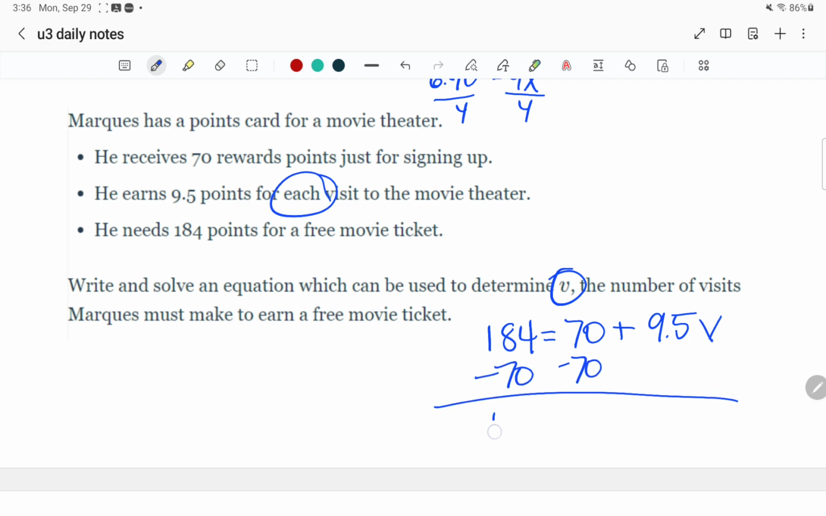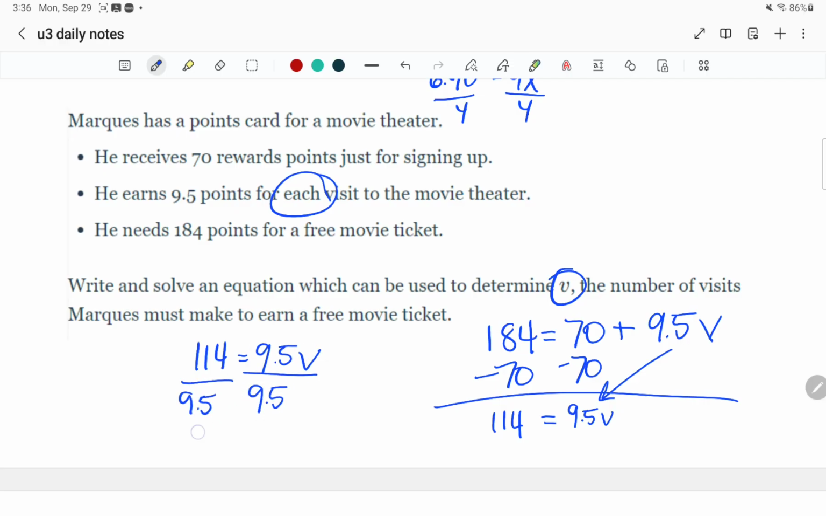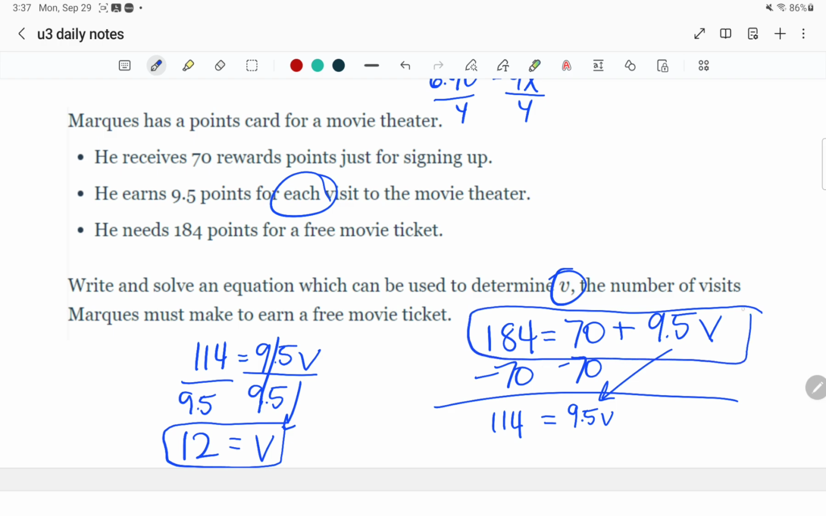And we solve. I'm gonna bring it over here because I need room. V equals, well, I guess equals V, because V's over here, equals 12. 12 is what I'd put in Delta Math. Well, and I'd put this. So before I've solved and then after I've solved.